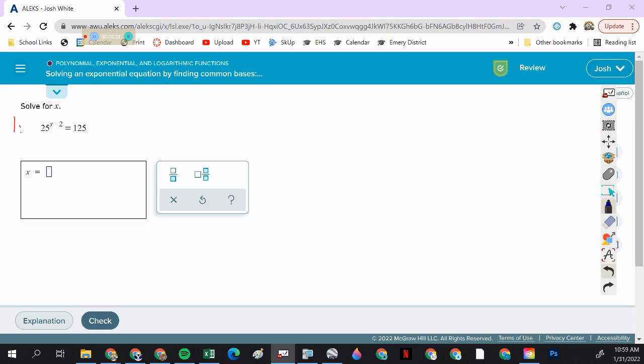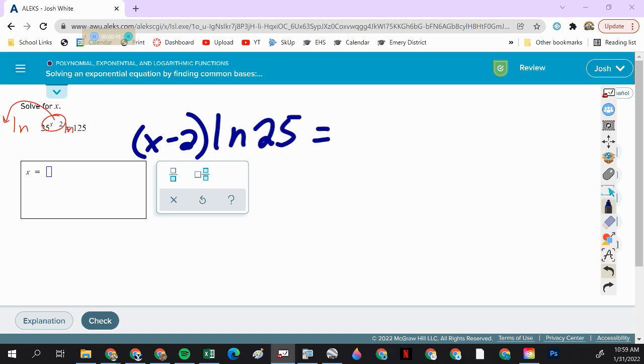So I take the log of both sides, and you can take any log you want. You could use the log, you could use ln, you could use log base 6, but I would choose one that your calculator has, like the log or the ln. I choose the ln because it's shorter and I'm lazy. So that allows me to take the x minus 2 and stick it out front. That's the power rule. So x minus 2 times the ln of 25 is equal to the ln of 125.